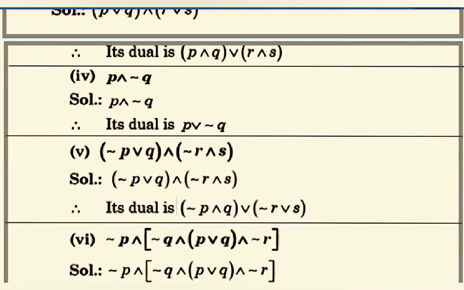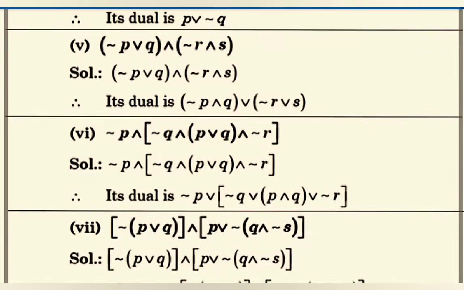Its dual is: negation P, write down as it is, don't change it, only the symbols change, so or is changed to and, Q is written as it is, this and is replaced by or, negation R is as it is, and this and is replaced by or. The dual statement is negation P and Q or negation R or S.